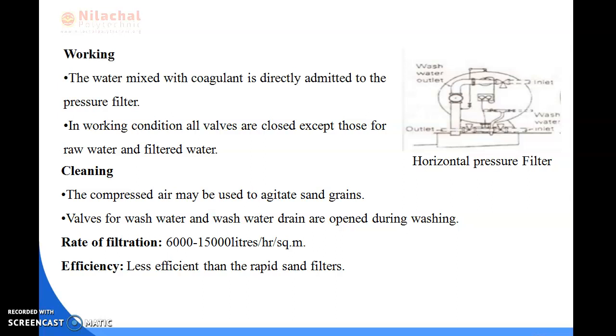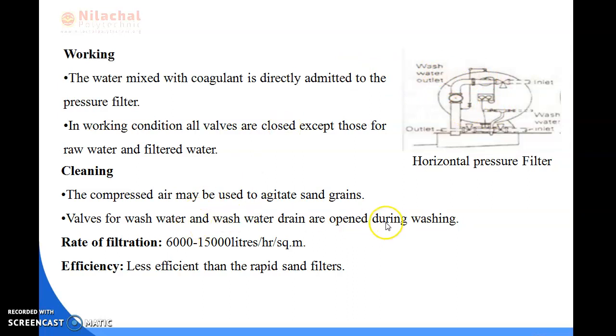Next, we will go on to the cleaning part. How do we clean the pressure filters? Compressed air may be used to agitate the sand grains. The valves for the wash water and the wash water drain are opened during the washing, that is, during cleaning. You can see here the inlet where the water is entering, and the outlet where the water is going out.